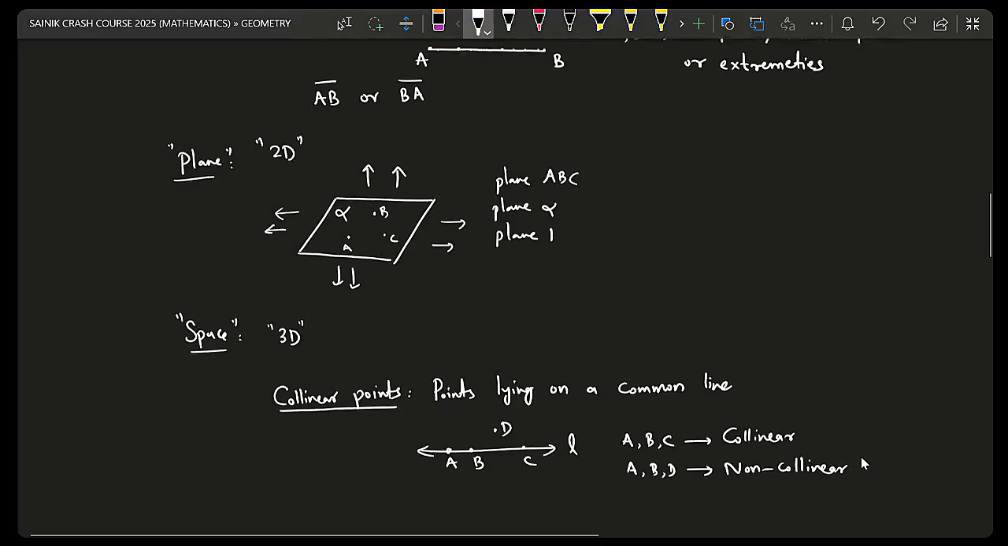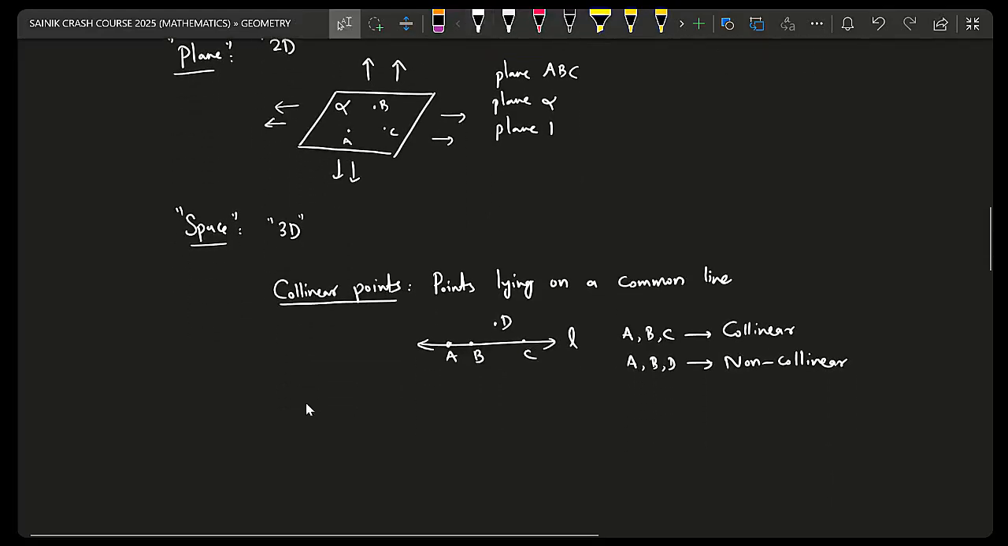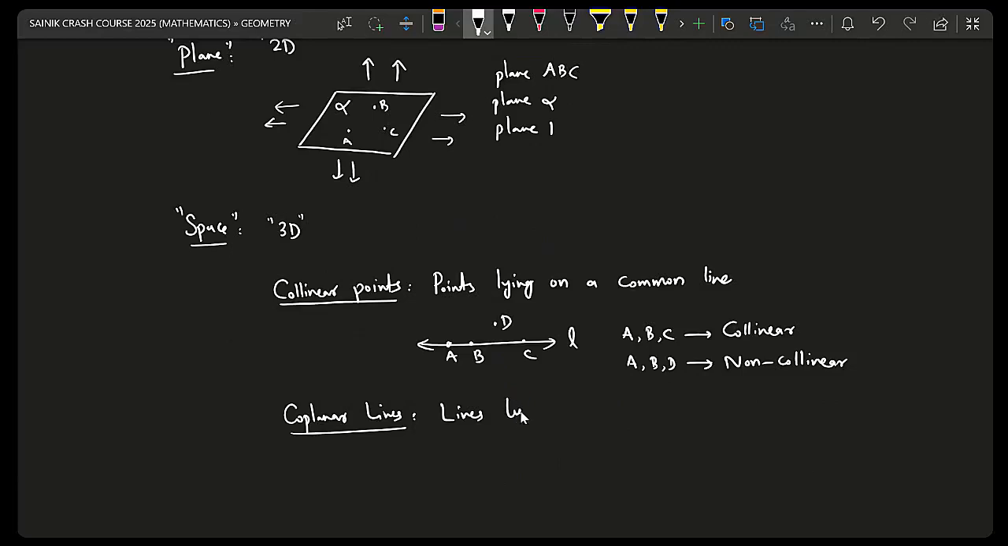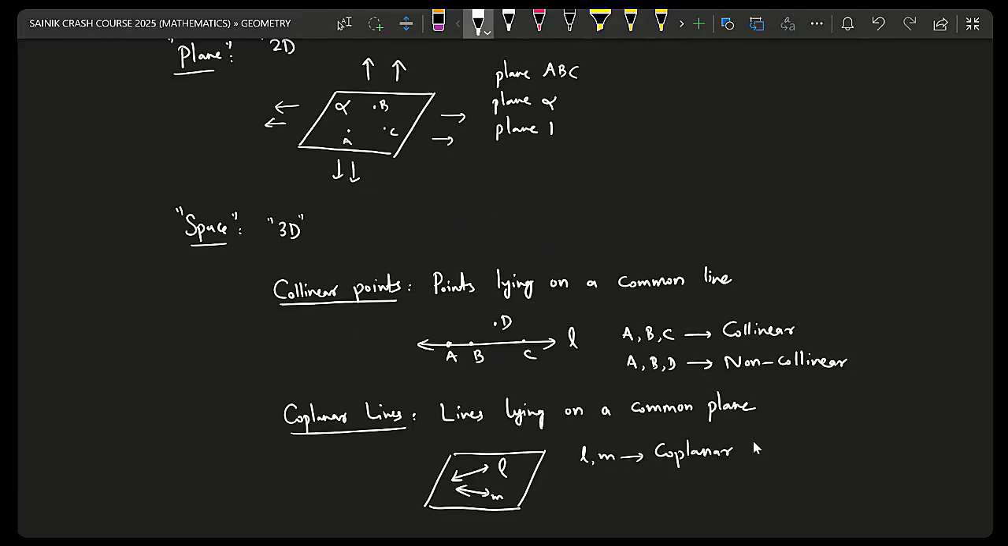Similarly, we have coplanar lines also. What do you mean by coplanar lines? Collinear points means points lying on a common line. Coplanar lines means lines lying on a common plane. Suppose I have a plane, and in this plane I have some lines. Let us say line L and line M, like this. So I can say L and M are coplanar lines. Coplanar means both of them are lying on the same plane.